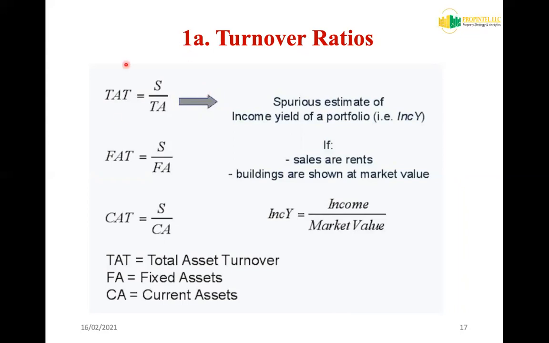And in here, I have three of them. The very first one is what we refer to as the total asset turnover ratio. And we can calculate the total asset turnover ratio by dividing the total revenue or the sales of a company by its total asset.